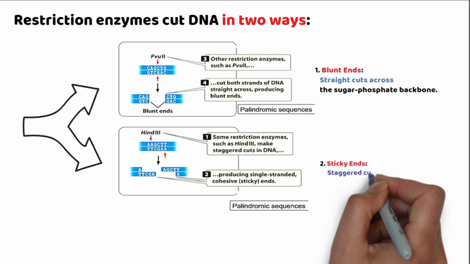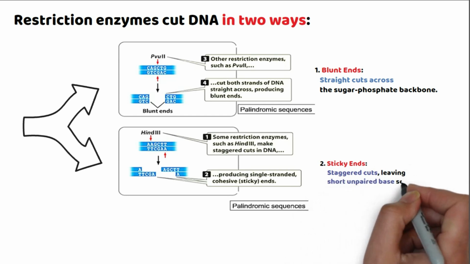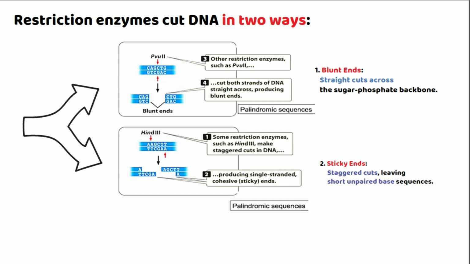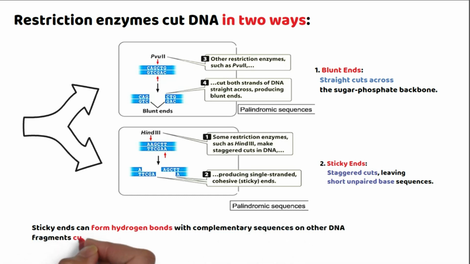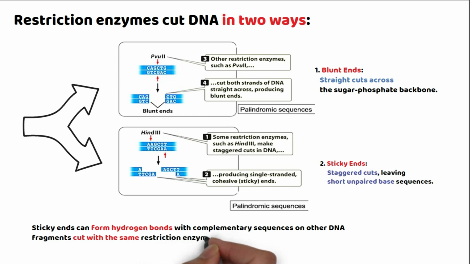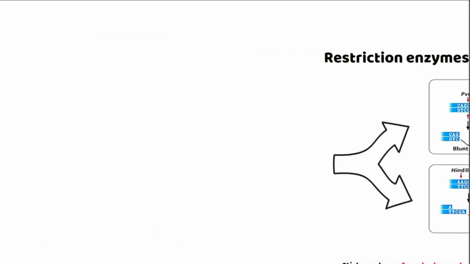These sticky ends are staggered cuts, leaving short unpaired base sequences. Here, single-stranded DNA. This is called sticky ends or adhesive ends. Okay, adhesive ends. Sticky ends can form hydrogen bonds with a complementary sequence on other DNA fragments cut with the same restriction enzymes from any source, like from a plasmid, for example. Okay. But it must be the same restriction enzymes.